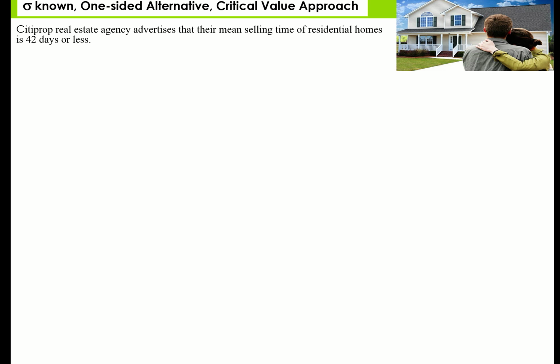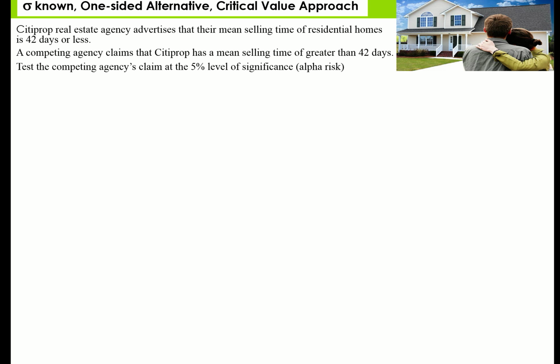We are going to solve a hypothesis test example. Citiprop Real Estate Agency advertised that their mean selling time of residential homes is 42 days or less. A competing agency claims that Citiprop has a mean selling time of greater than 42 days. We are going to test the competing agency's claim at 5% level of significance. So the alpha is 0.05 here.